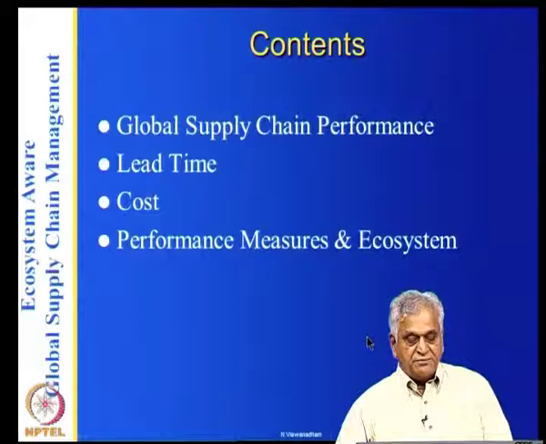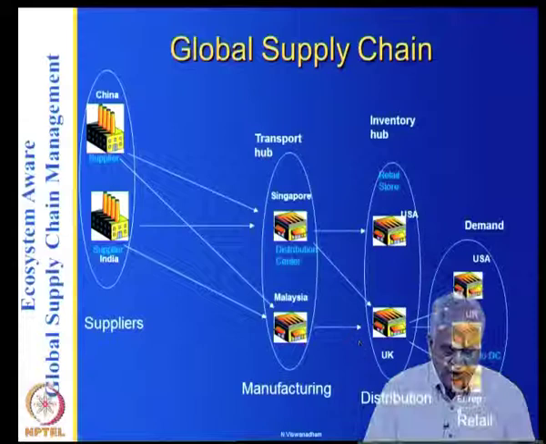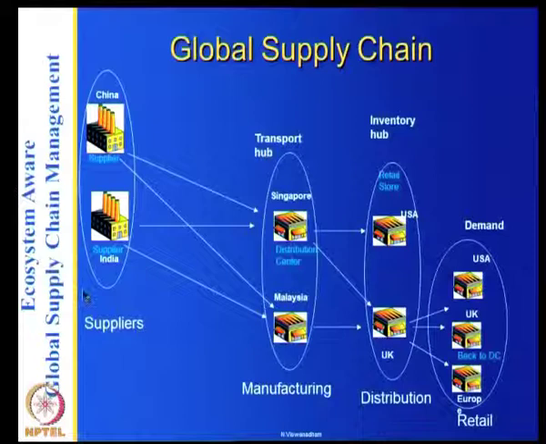Now, this is the global supply chain which we have, where the important thing is the suppliers are in countries like China and India, which form the tail end of the supply chain, whereas the demand or the retailers are in the US, UK, and so on. The intermediaries like the transport hubs, the manufacturing and distribution, everything is in between these two countries. So the goods travel, as we have seen, from the tail end of the supply chain to the head of the supply chain where the demand is.